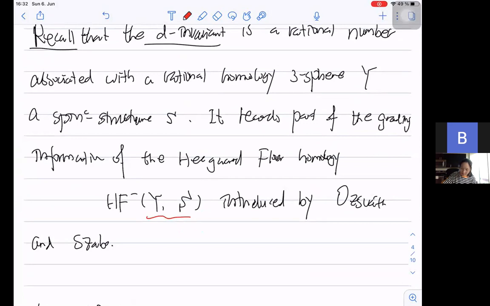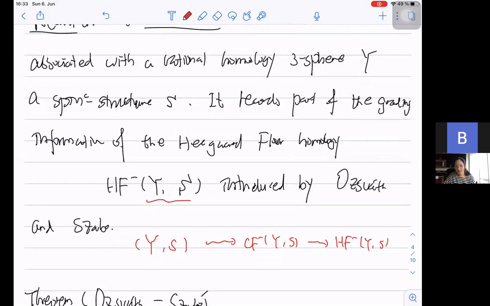Just to make the picture more clear, we have the rational homology sphere Y, and we give a spin^c structure s here. Then by the work of Ozsvath and Szabo, one can associate a chain complex CF minus of Y and s. So this is not a three-manifold invariant yet. However, when we take the homology of this chain complex, we get a three-manifold invariant. And this is not only a homology, but you can regard this as a module over F[U], where F is the field Z over 2Z, and you can just regard U as a formal variable keeping track of the base point in the Heegaard diagram.